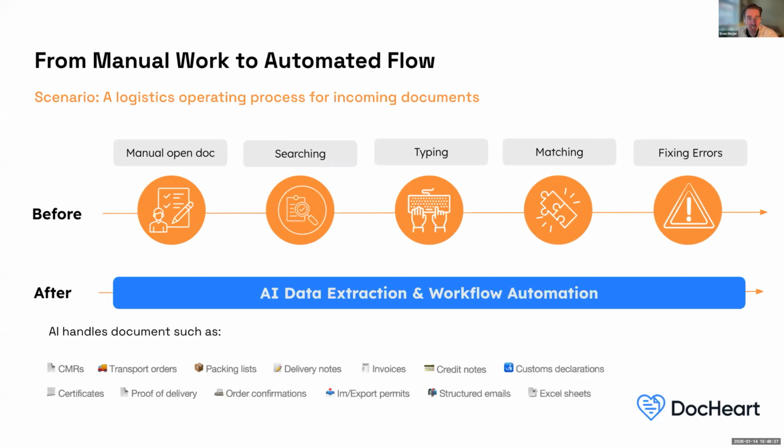AI can actually handle CMRs, transport orders, packing lists, delivery notes, invoices, credit notes, customs declarations, certificates, proof of delivery, order confirmations, Excel files, bill of lading, basically any logistics document. And the process is automated end to end.